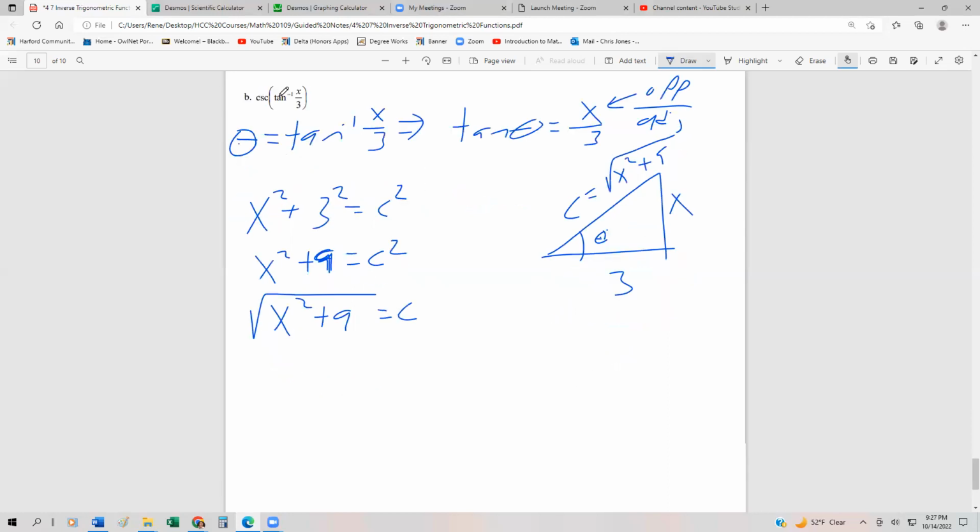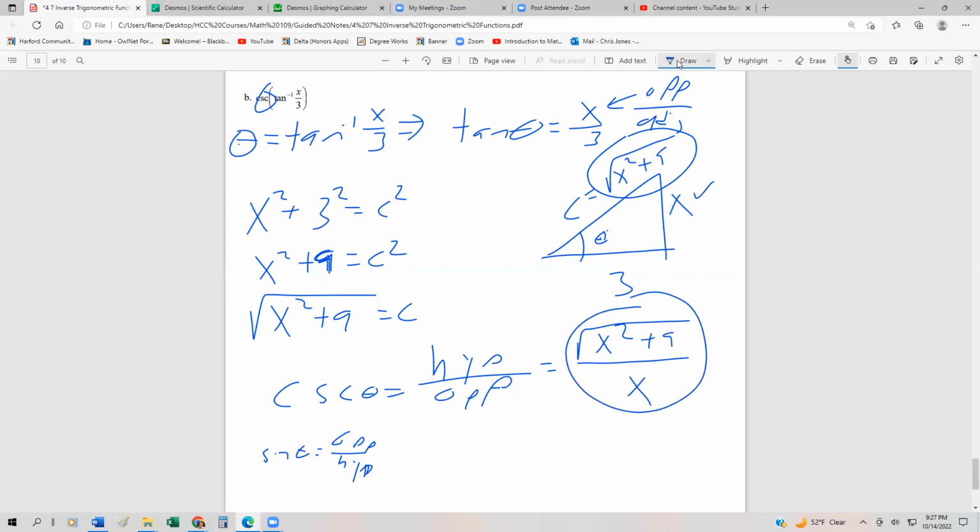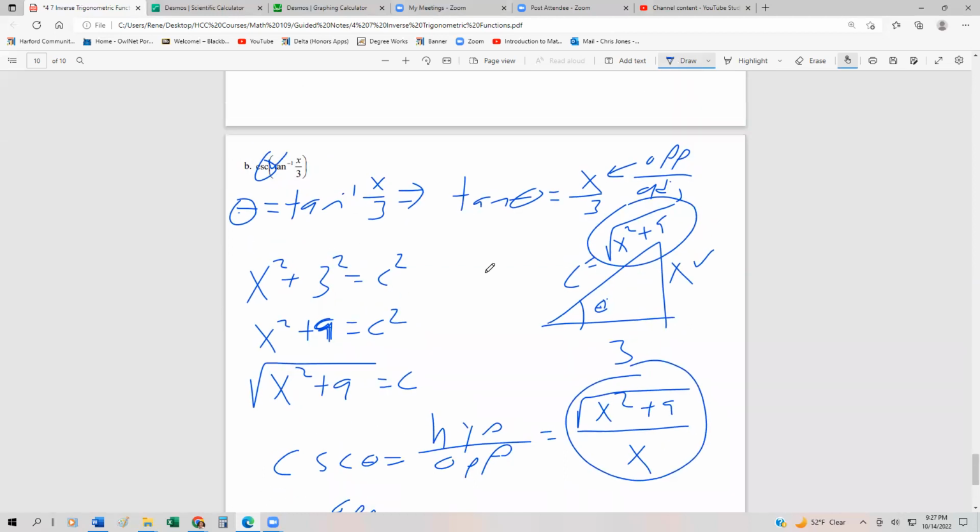Now, this becomes the cosecant of theta. Remember that cosecant is the reciprocal of sine. We know that the sine of theta is the opposite over the hypotenuse, so the cosecant is going to be the hypotenuse divided by the opposite. In this case, the hypotenuse is the square root of x squared plus 9, and the opposite is x. This is the algebraic expression that replaces the trigonometric expression.